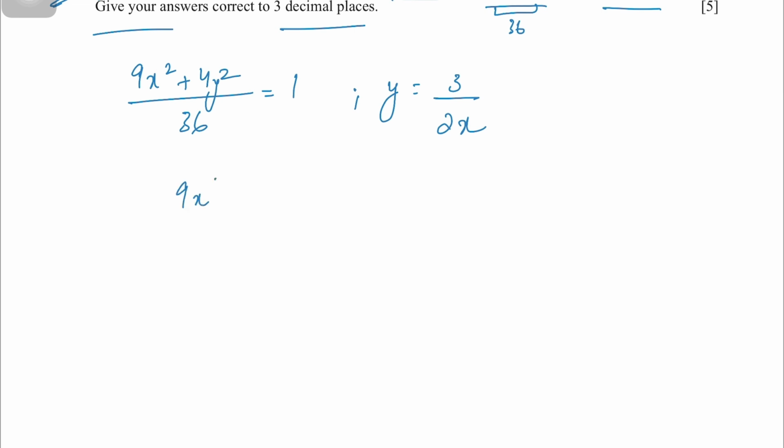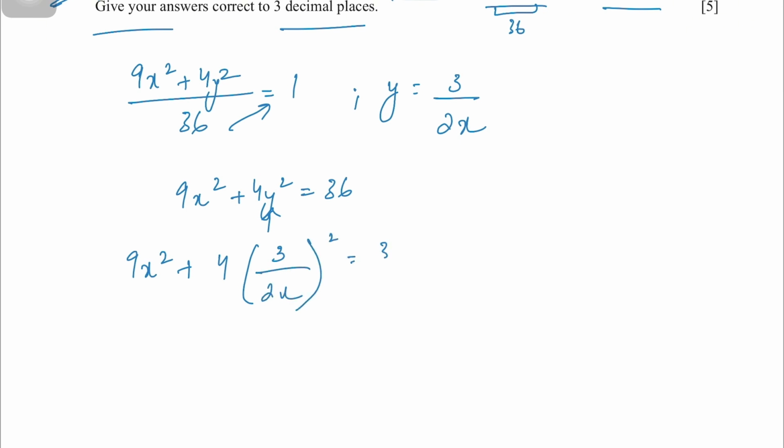So this can be written as 9x squared plus 4y squared, and this 36 would be multiplied, so this would be 36. Now we can substitute our y. So this would be 9x squared plus 4 multiplied by (3 over 2x) whole squared equals 36. We square it, so we can cancel this. So this would be 9x squared plus 3 squared, which is 9, over x squared equals 36.